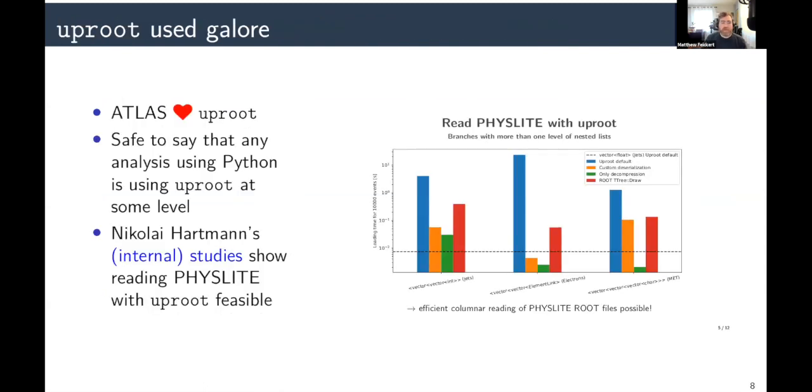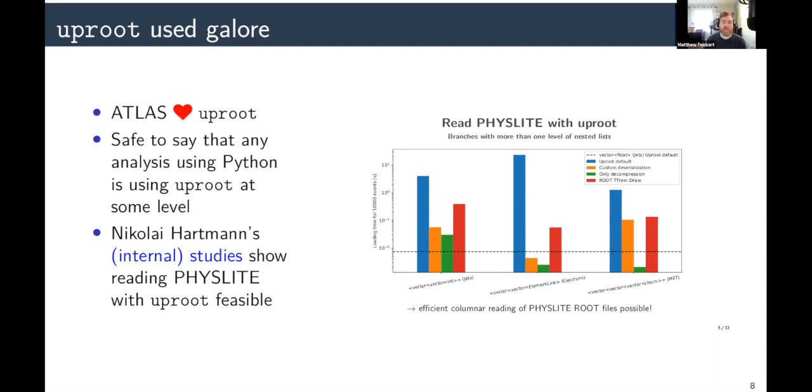And on slide 8, maybe starting to move up the stack a little bit more. I think it's pretty much safe to say that uproot is used in a huge variety of analyses inside of all of the experiments, including in Atlas.